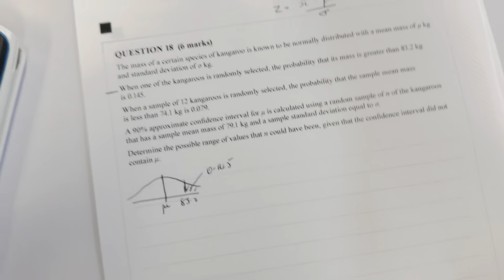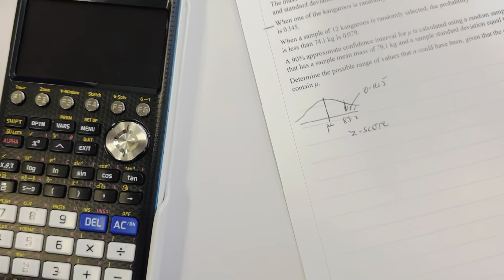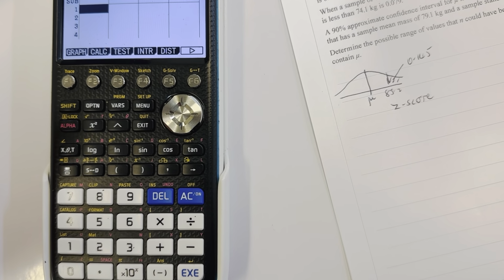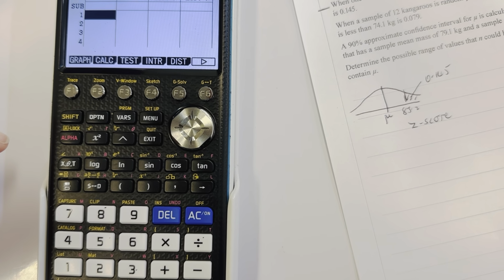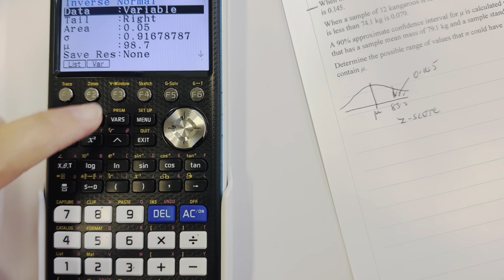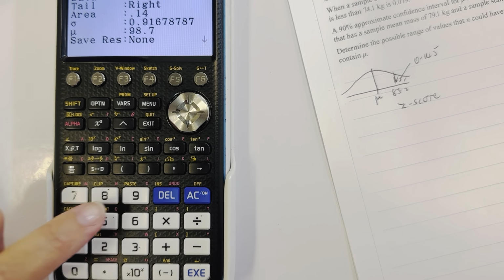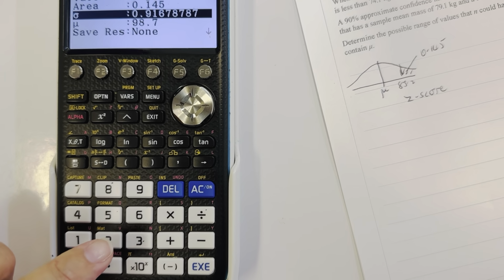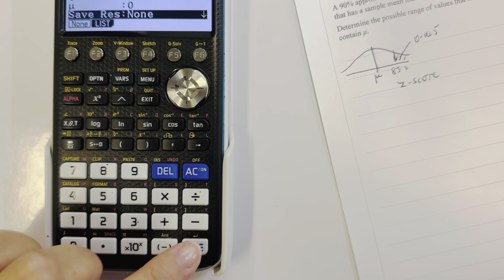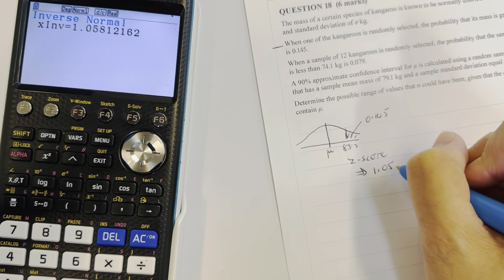Now, first off, what would the z-score be? Let's go into our stats mode. I want to find the z-score, so I'm going to go Distribution, Normal, Inverse N. I want the tail right, and I want the area to be 0.145, with a standard deviation of 1 and a mean of 0. So the equivalent z-score of this is 1.058.